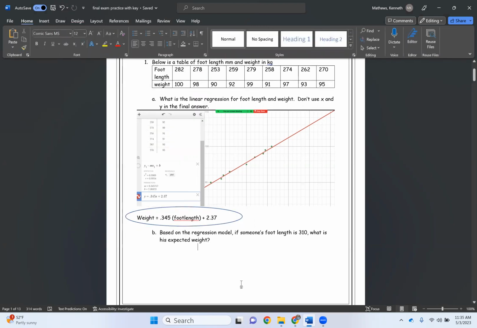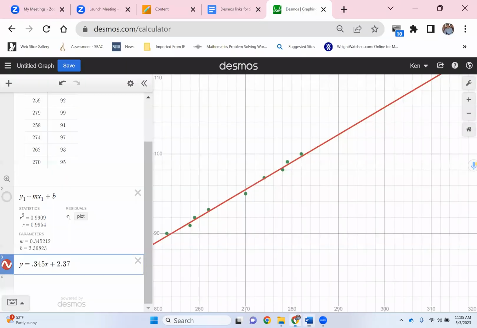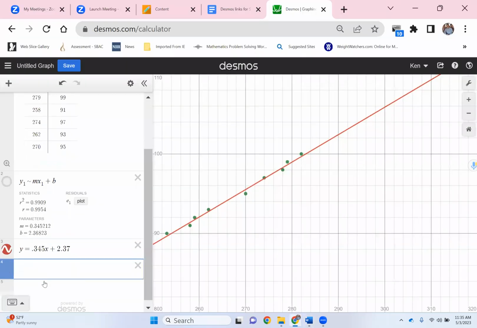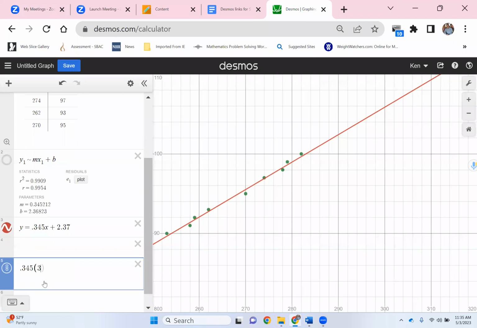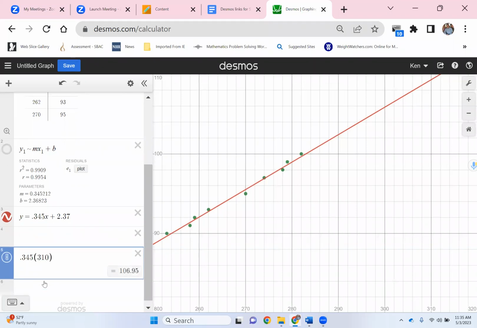All right, now, based on the regression model, if someone's foot length is 310, what is their expected weight? So remember that 310. Let's go back to our Desmos. So now we're going to let x equal 310. So it'd be 0.345 times 310 plus 2.37. And that'd be 109. We expect it to be because 310 is bigger than all these values.